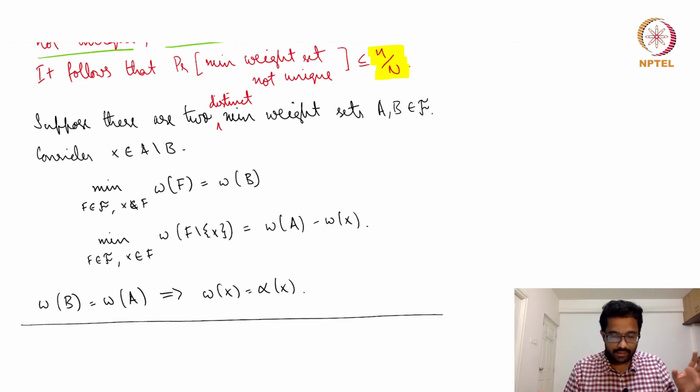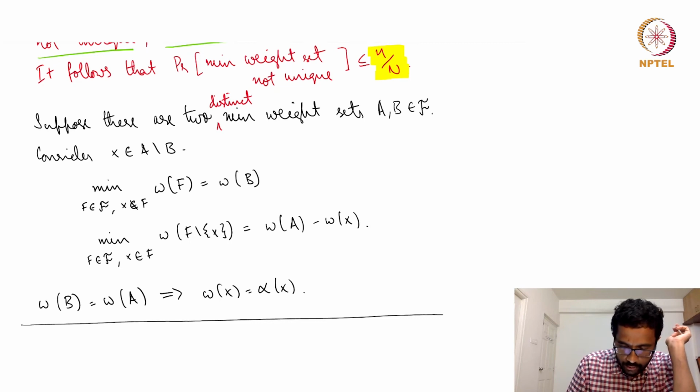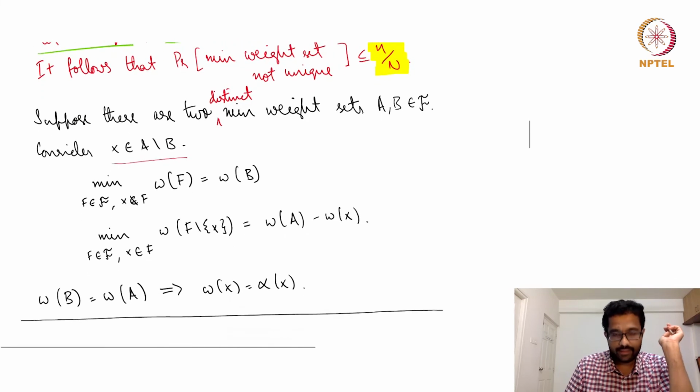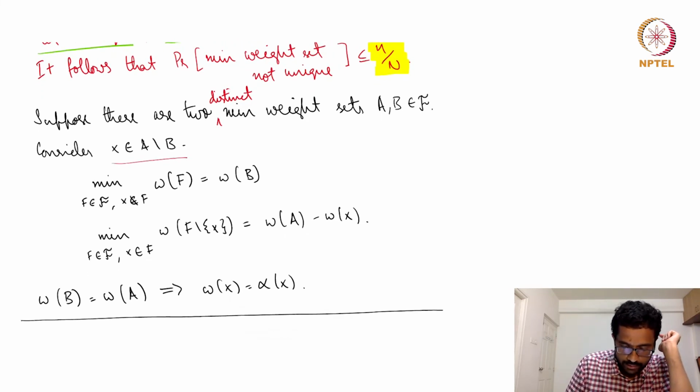It cannot be the case that there is no x in A but not in B, and no x in B but not in A. If that happened, the sets would be the same. So consider x that is in A but not in B. For this x, we will show that alpha x is equal to weight x. Let's see why.